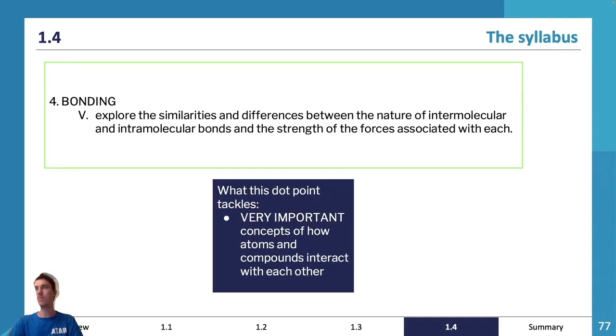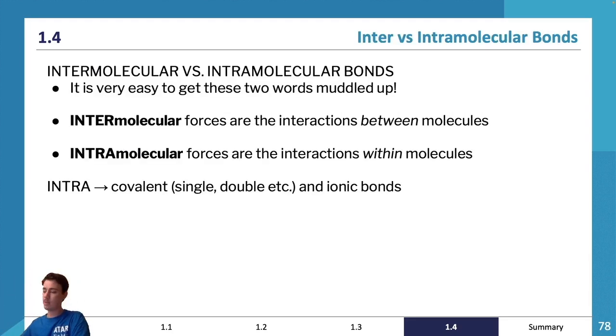Bonding. Explore the similarities and differences between the nature of inter and intramolecular bonds. Now, this is more of the important side of things. This is more where I would split my bonding, where I would say, all right, this bonding is intermolecular, this bonding is intramolecular. I like to split my bonding here better than where I did it earlier. So intermolecular versus intramolecular bonds. It's really important you don't get these two words muddled up. You need to make sure you can separate them.